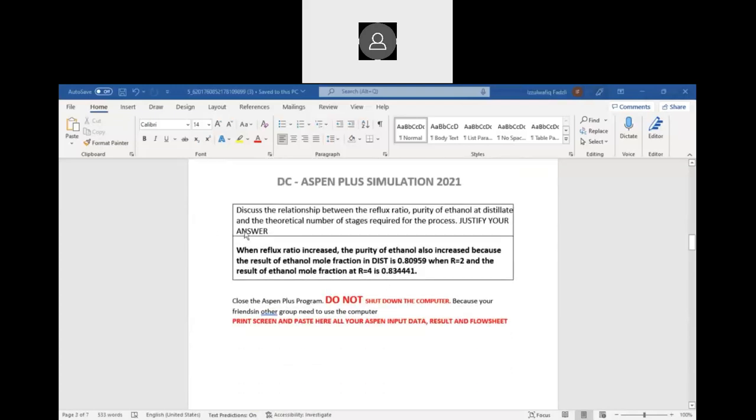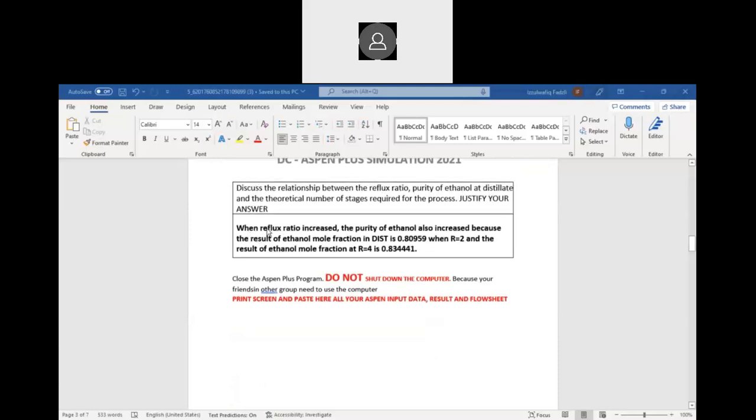So the question is, discuss the relationship between the reflux ratio, purity of ethanol at the distillate, and the theoretical number of stages required for the process. For the first question, when the reflux ratio increases, the purity of ethanol also increases, because the ethanol mole fraction in the distillate is 0.80959 when the reflux ratio is 2, and 0.834441 when the reflux ratio is 4.